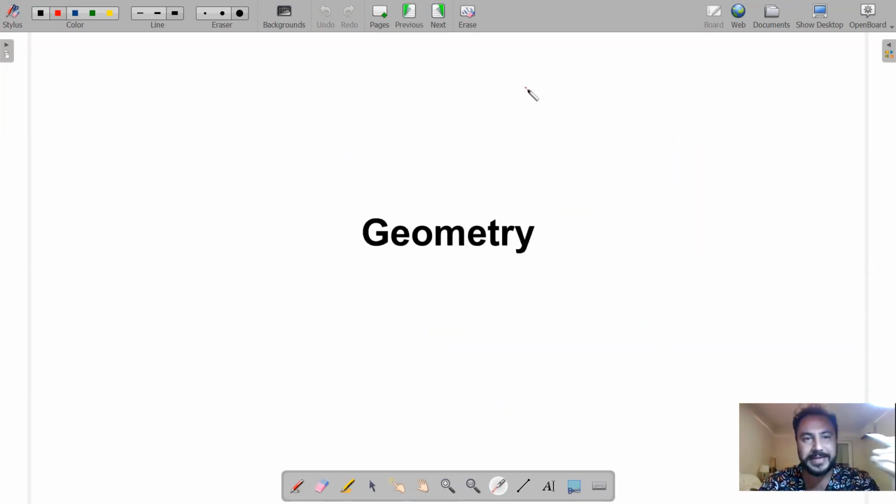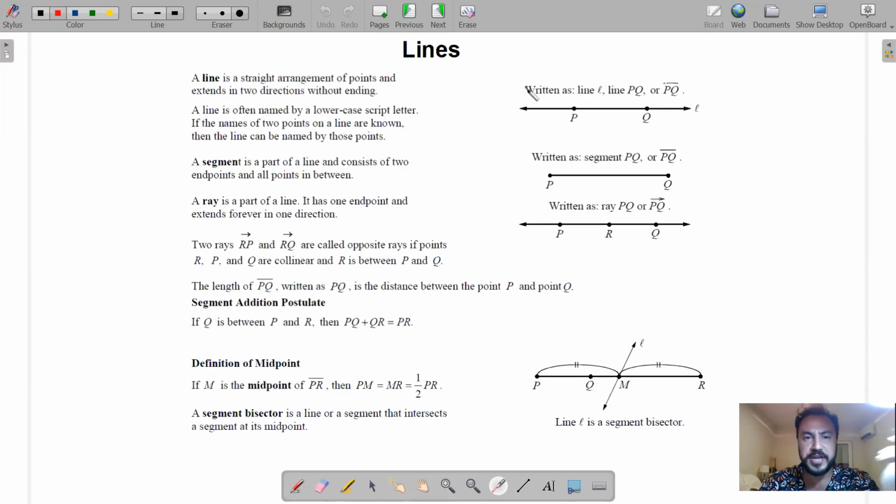So let's start talking about geometry, and let's start with some nomenclature. A line is a straight arrangement of points. So this is a line. A characteristic of a line is that it doesn't have a beginning or an end. A line that has a beginning and an end is called a segment. The line here, PQ, is actually called a segment.